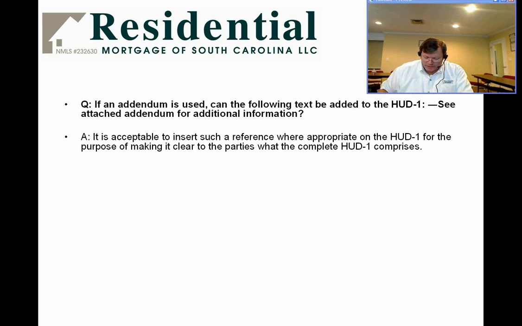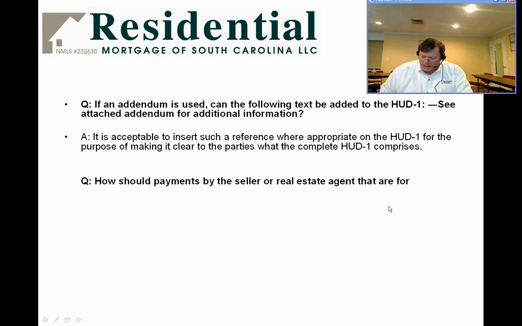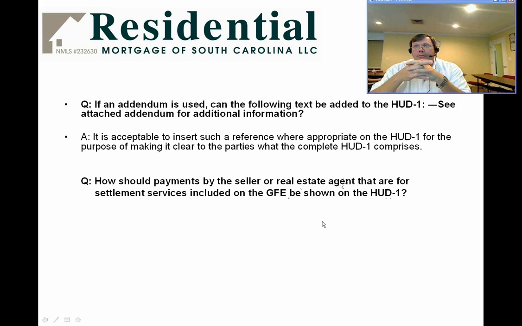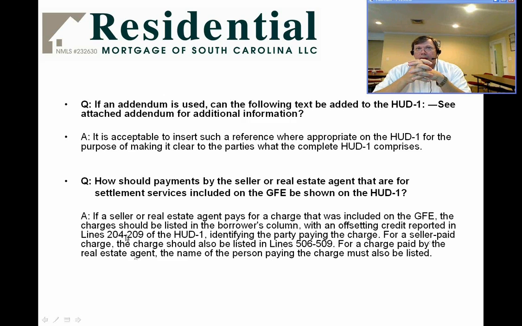How should payments by the seller or real estate agent that are settlement services included on the GFE be shown on the HUD 1? Again, those payments that are going to be provided typically by the seller will be in Section 200, and seller paid charges will show up in the 500, and so typically your offsetting credits are always going to be in lines 204 to 209, regardless of if they're coming from the lender, if they're coming from say the agent for whatever particular reason, or they're coming from the seller. That's where you're going to find them.